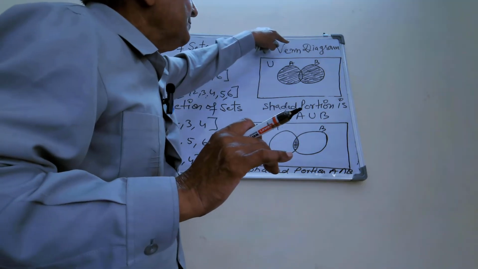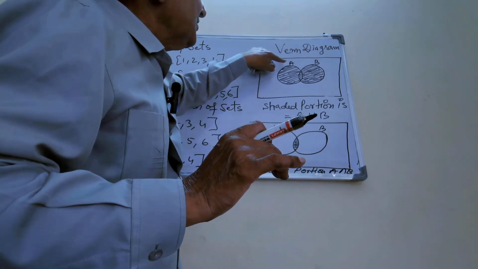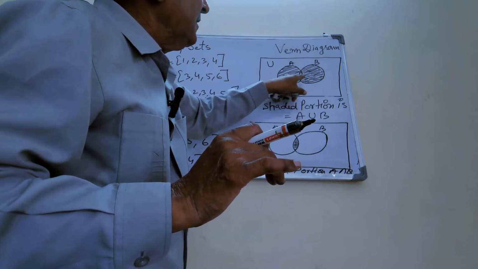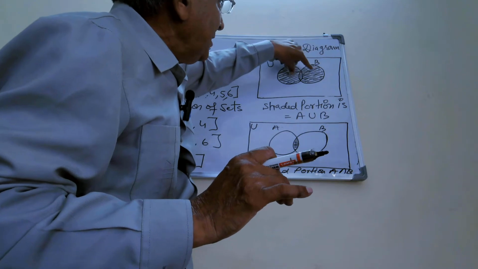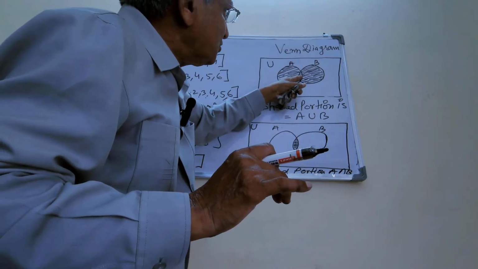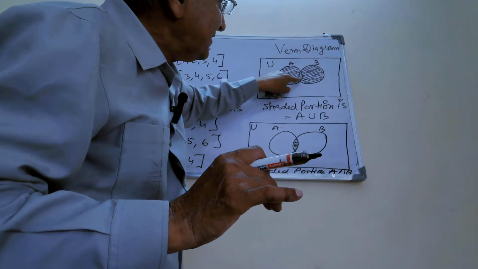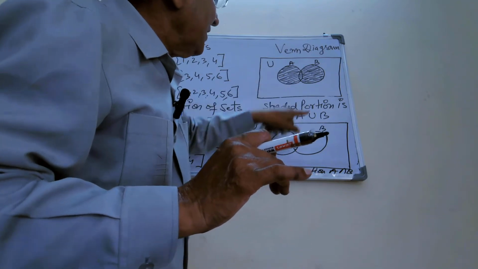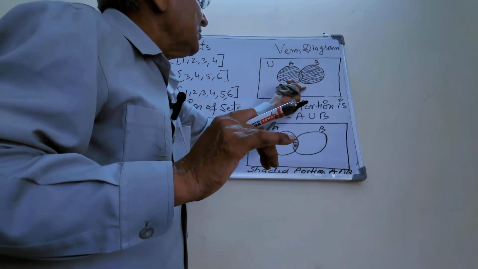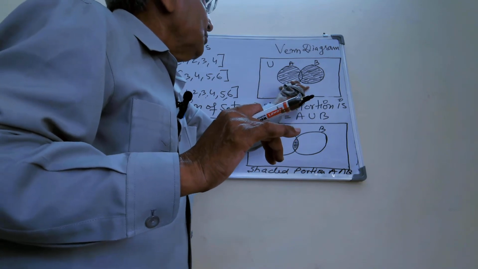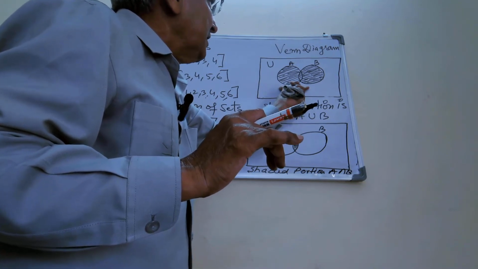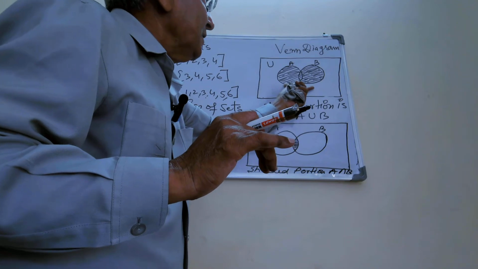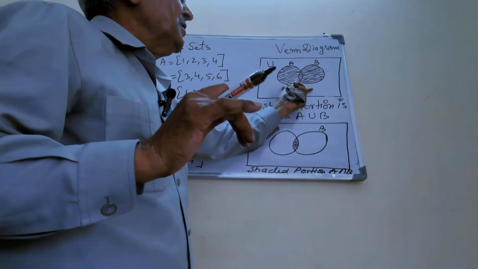This is a Venn diagram. This is a universal set. This is set A, this is set B. All the elements of A and B, and this is the common portion, but this common portion also once. So the shaded portion is A union B. This you can show with the help of a Venn diagram. There are two sets A and B, and A union B is the shaded portion in this figure.